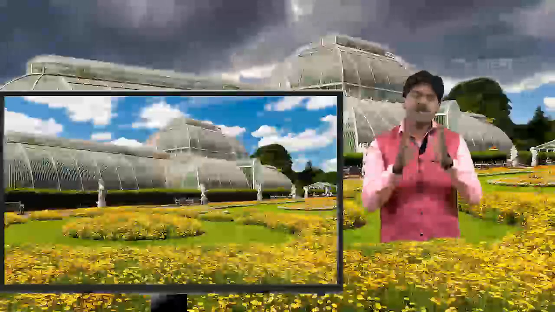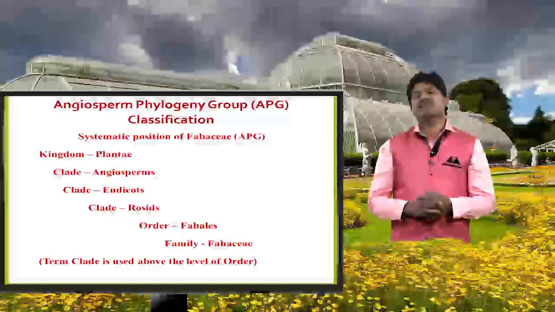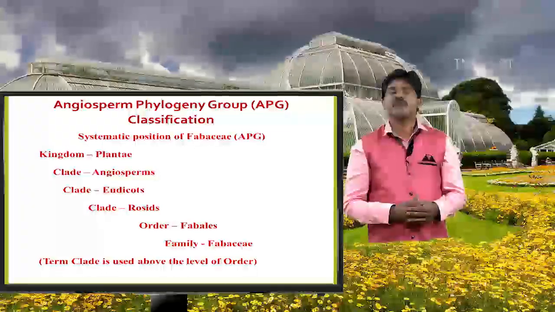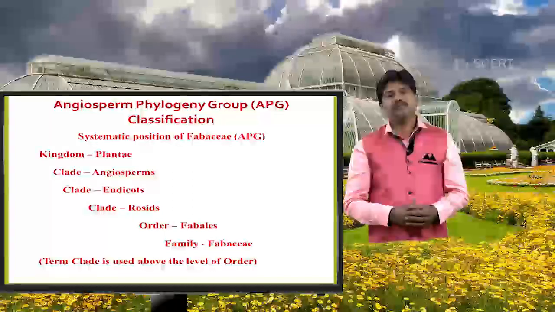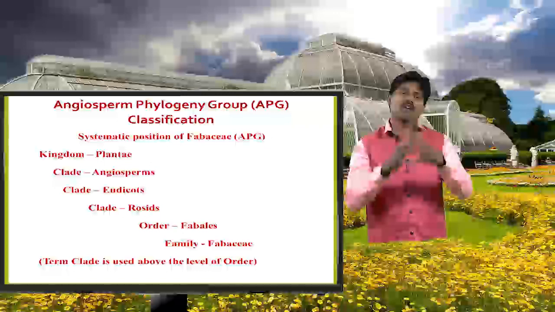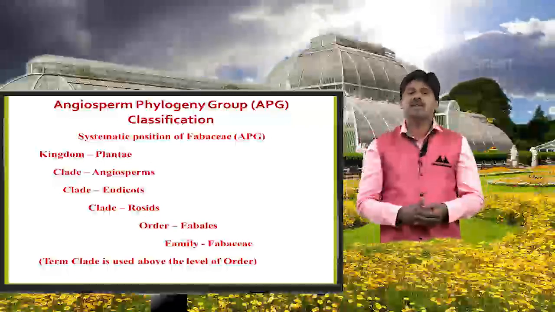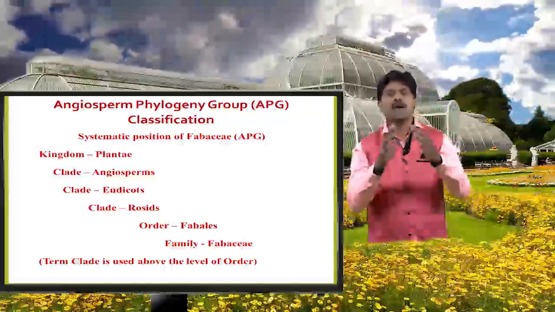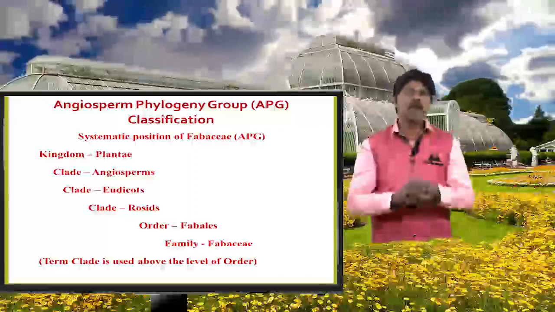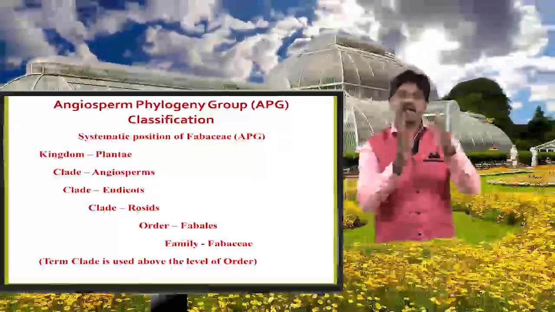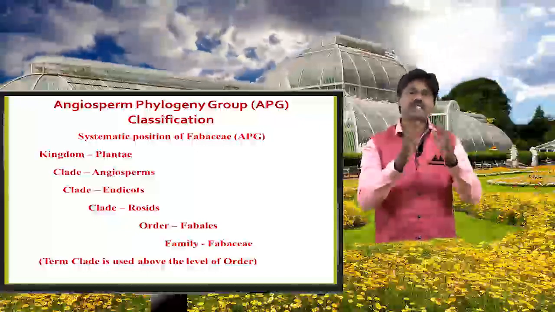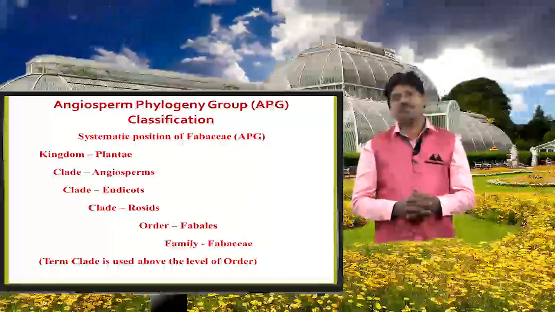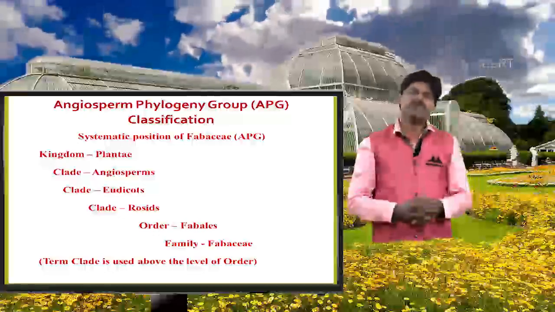Let us see the systematic position of Fabaceae. So, in the systematic position of Fabaceae: kingdom Plantae, clade angiosperm, clade eudicot, and clade rosids. Order Fabales and family Fabaceae. You can note one point here. Above the order, the term clade is used when compared to previous classification. The term clade is used above the level of order.